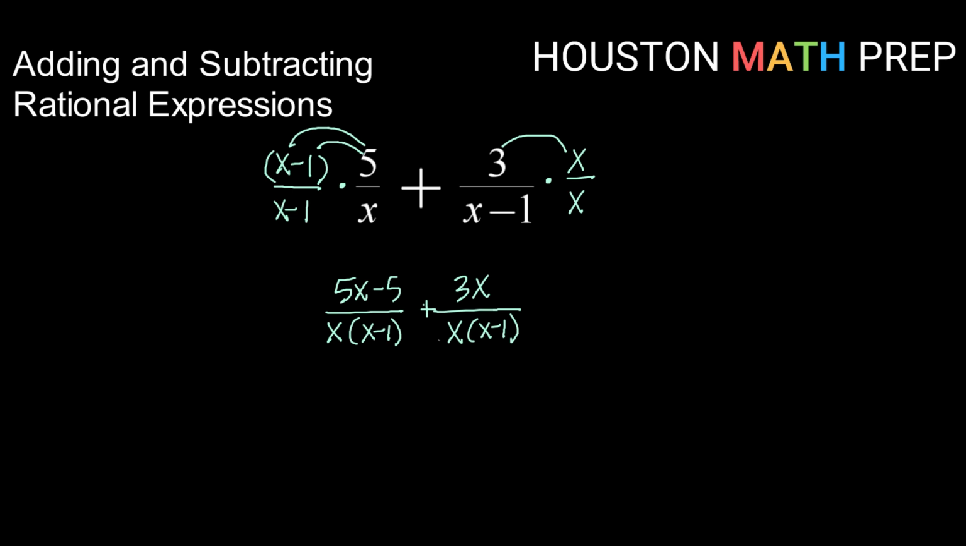So now we notice that we have a common denominator. So we'll keep that common denominator and add our numerators. Combining like terms here, 5x plus 3x gives me 8x, and then I still have my minus 5. So my result from adding 5 over x plus 3 over x minus 1 is 8x minus 5 over x times x minus 1.